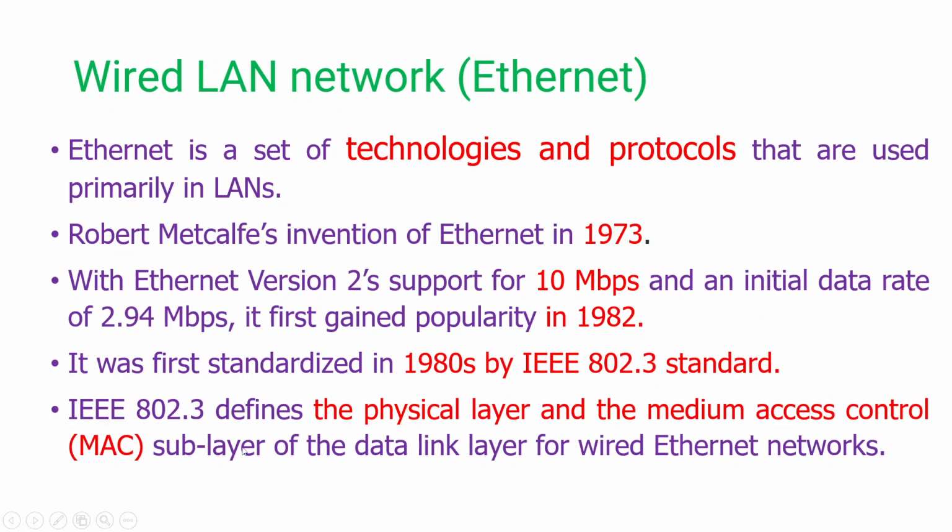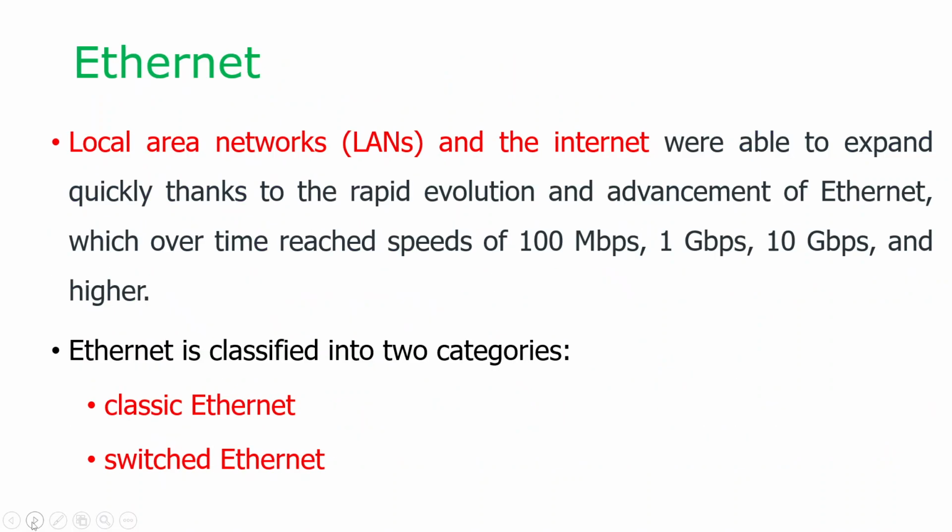IEEE 802.3 defines the first two layers of the computer network architecture, that is the physical layer and the medium access control (MAC) sublayer of the data link layer for wired Ethernet. So local area networks and the internet expanded rapidly with the advancement of Ethernet, which over time reached speeds of 100 megabits to 10 gigabits per second and higher. Ethernet is classified into two categories: standard, classic or basic Ethernet, and switched Ethernet.